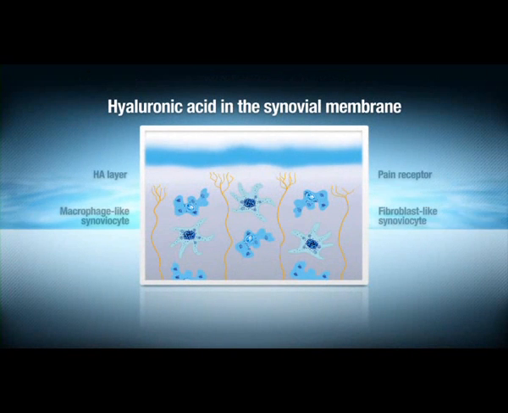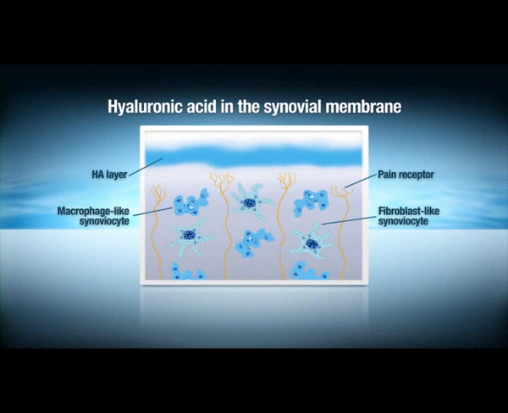There is an HA layer covering the cartilage surface and synovial membrane. It protects the underlying tissues from damage caused by mechanical and inflammatory factors. It also masks the pain receptors. This results in pain-free and friction-free movements of the joint surfaces.